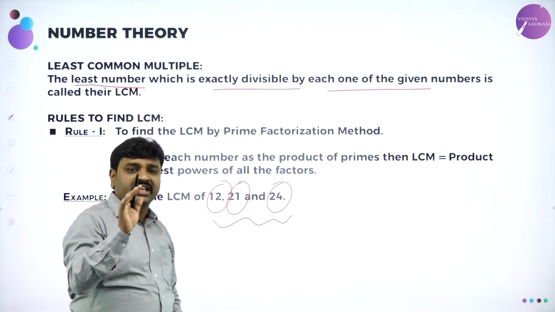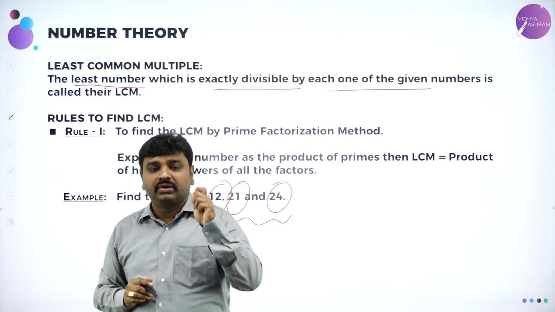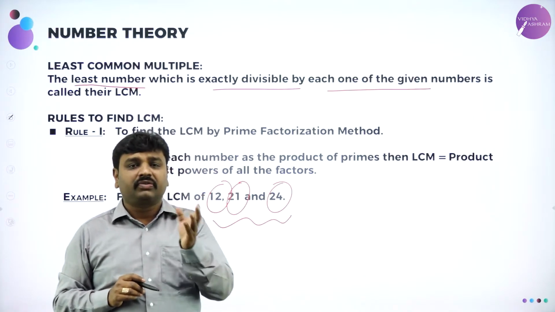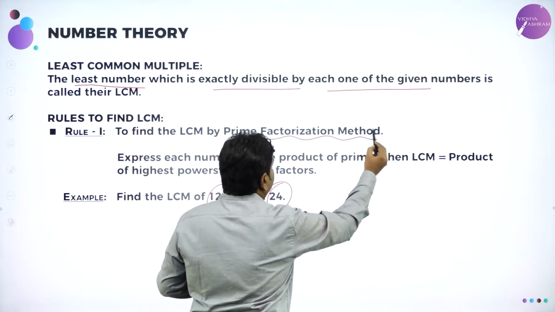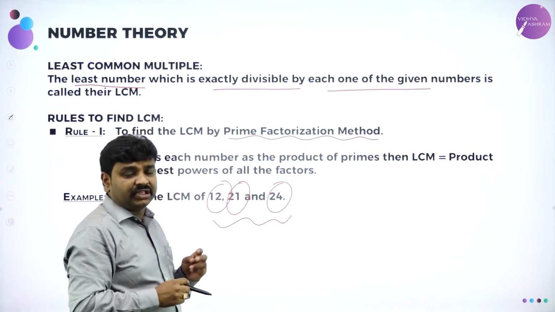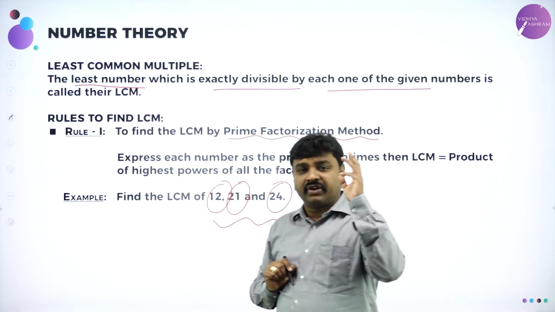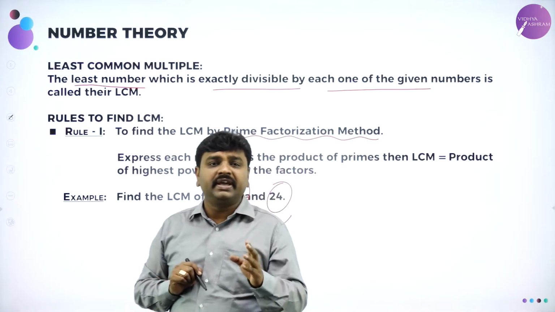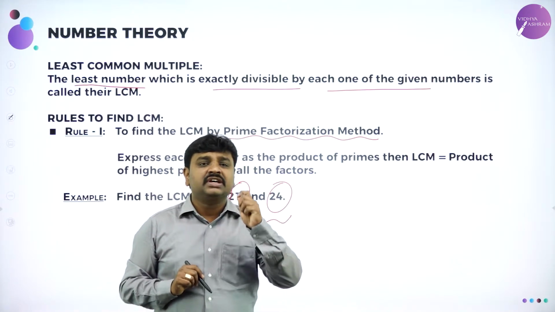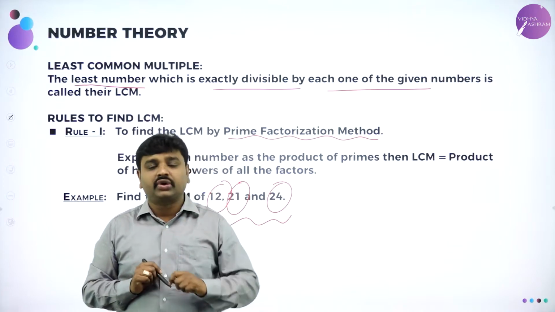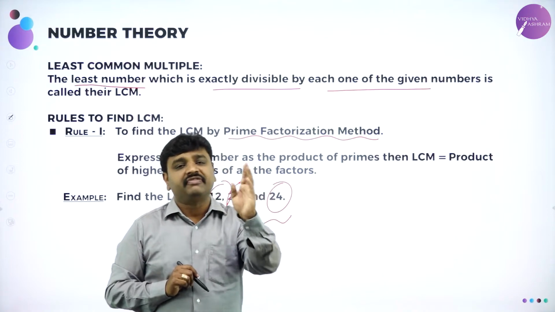How to find LCM of given numbers? To find LCM, we can convert the given numbers as product of prime factors, that is, by the prime factorization method. There are two methods in our syllabus. I'll be teaching you the first method, that is, finding LCM of a number by the prime factorization method. Prime factorization method means here first we need to convert the given number into canonical form, that is, into a product of prime factors.